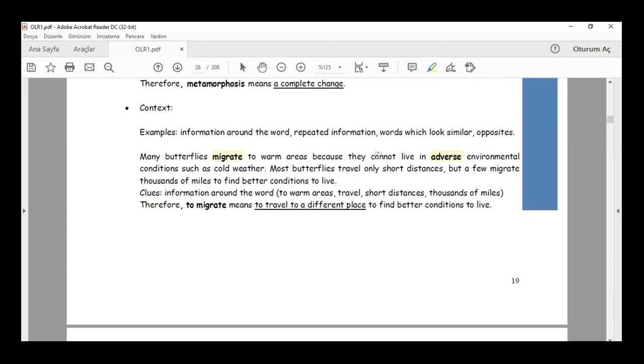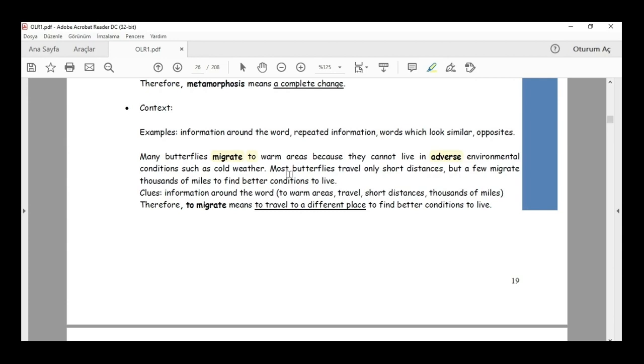Now let's take a look at this. Many butterflies do something to warm areas. This must be about moving, right? About traveling, because they do migrate, they do this to warm areas.